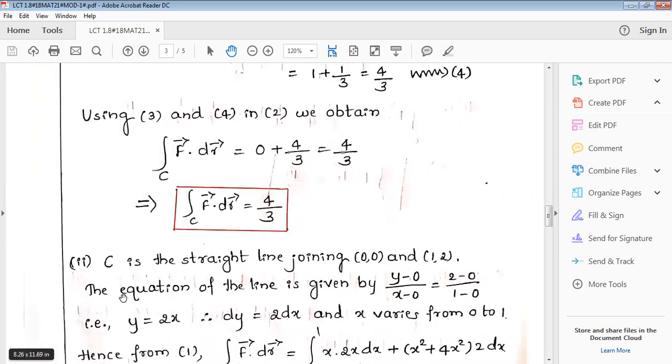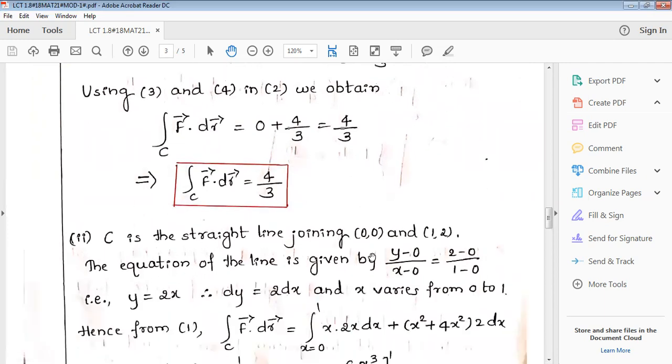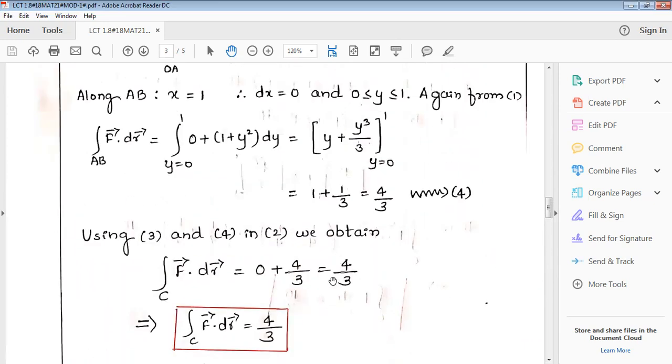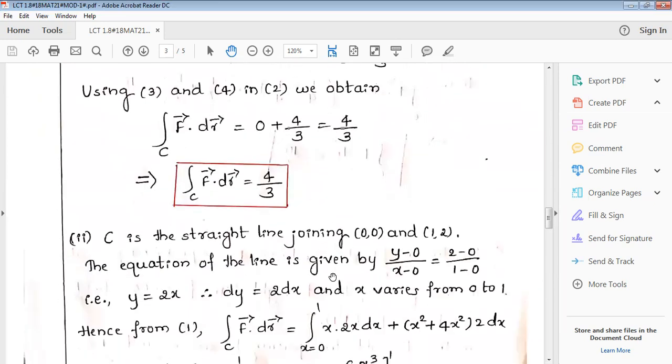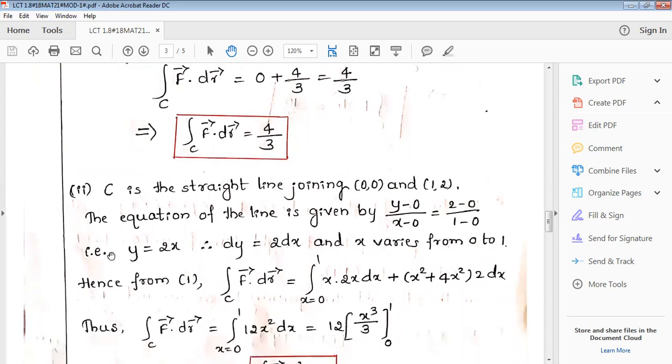Now the second part: C is the straight line joining (0, 0) and (1, 2). So here C is a straight line. The equation of the line is given by (y minus 0) divided by (x minus 0) equal to (2 minus 0) divided by (1 minus 0). That is, y is equal to 2x. Therefore dy is equal to 2 dx, and x varies from 0 to 1.